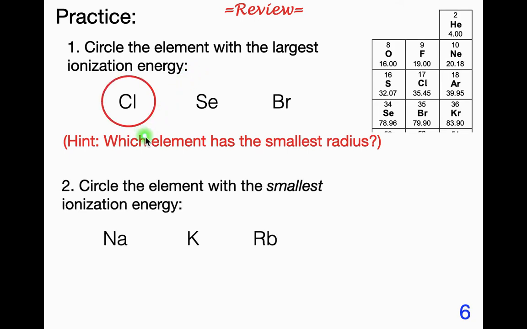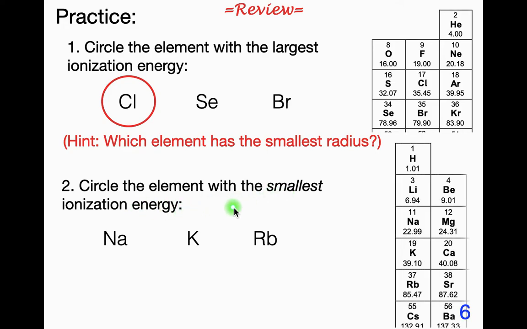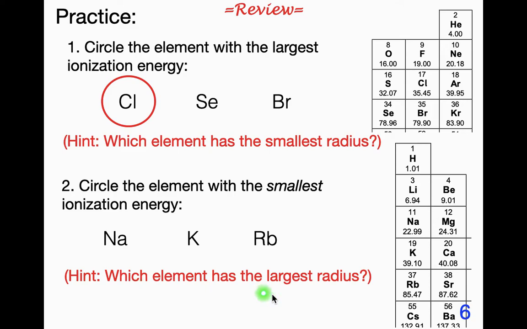Do one more. Circle the element with the smallest ionization energy. Okay, so for this, we want the largest radius. Sodium, potassium, and rubidium are all in the same family. Here's my hint: which element is largest? Well, we know as we go down a family, they get bigger and bigger. So it would have to be rubidium. It's the largest of the 3, so it would take the least energy to remove an electron.